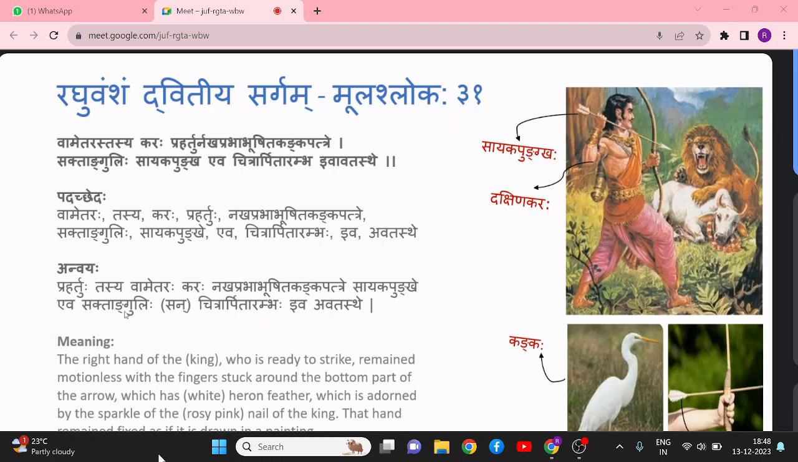And the fingers are stuck, as if it is written in a picture. I don't know if I'm explaining properly, but it was kind of difficult for me to put everything together in one sentence, so I just broke it down like this. The right hand of the king, who's ready to strike, remained motionless with the fingers stuck around the bottom part of the arrow, which has the heron feather, adorned by the sparkle of the nail of the king, that had remained fixed as if it is drawn in a painting. So that's that, ma'am.